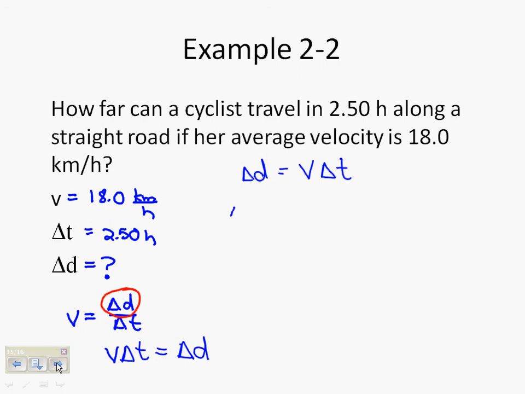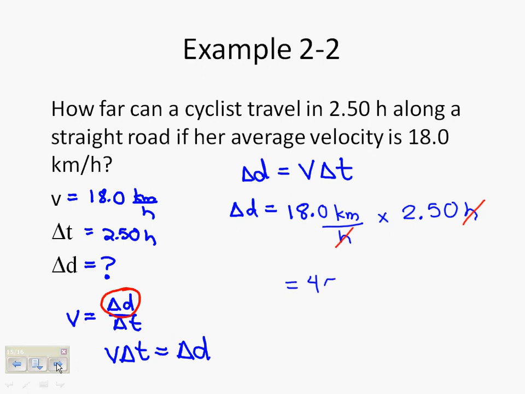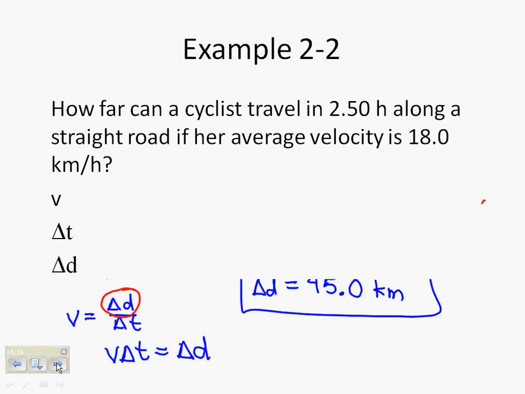So delta d is equal to, our average velocity is 18.0 kilometers per hour. Notice how I write it so I can look at my units more closely. Times 2.50 hours. Before I do the math, I'm just checking my units, doing some unit analysis, making sure I get kilometers. So now, 18 times 2.5 is 45, and we need 3 sig figs, kilometers. So she moved 45 kilometers in 2.5 hours.